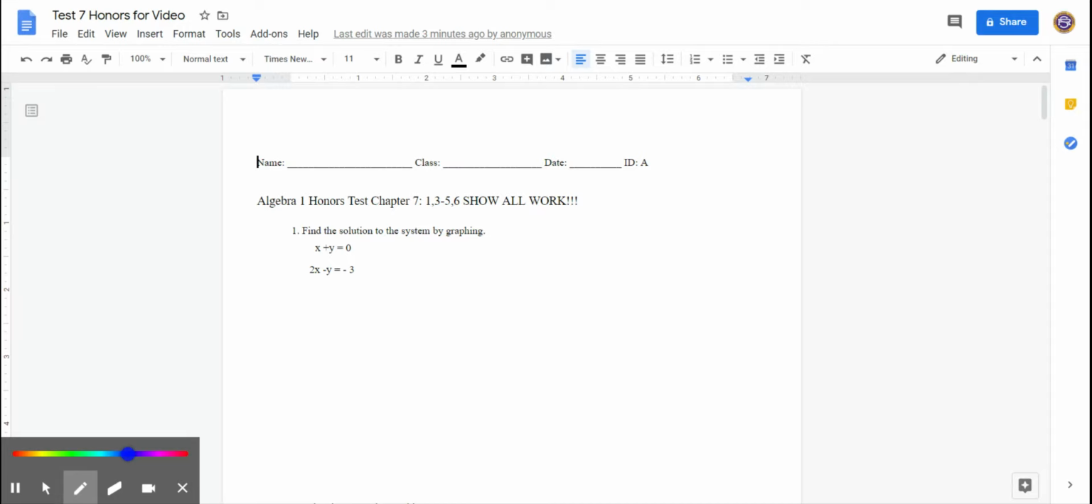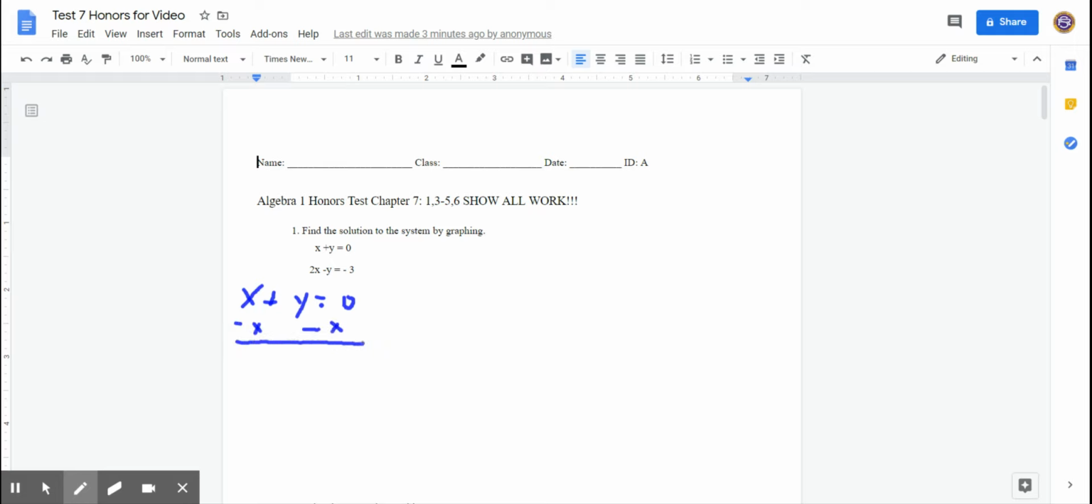So we're going to graph. So we need y equals mx plus b. So if we have x plus y equals 0, and we solve for y, we subtract x from both sides. When we subtract x from both sides, we get y equals negative x. So we know our slope is negative 1, and we know our y-intercept is 0.